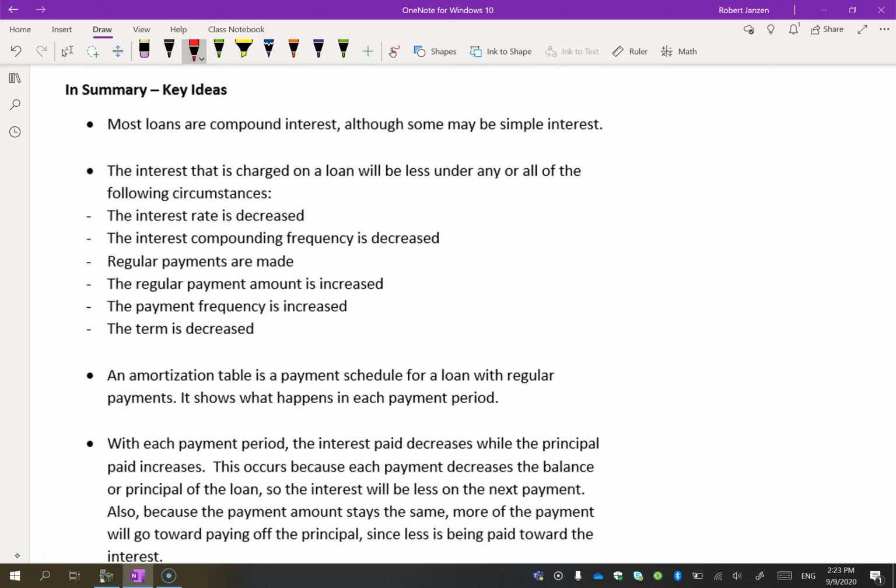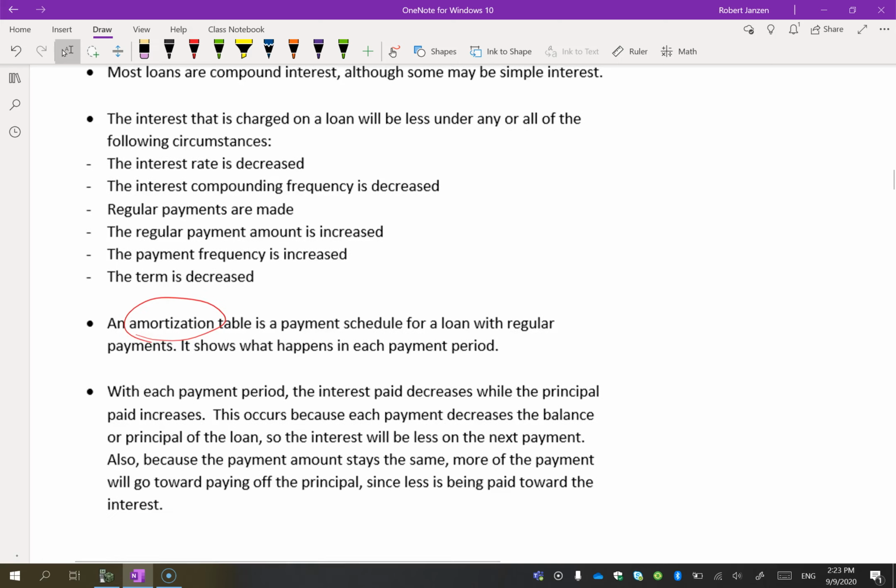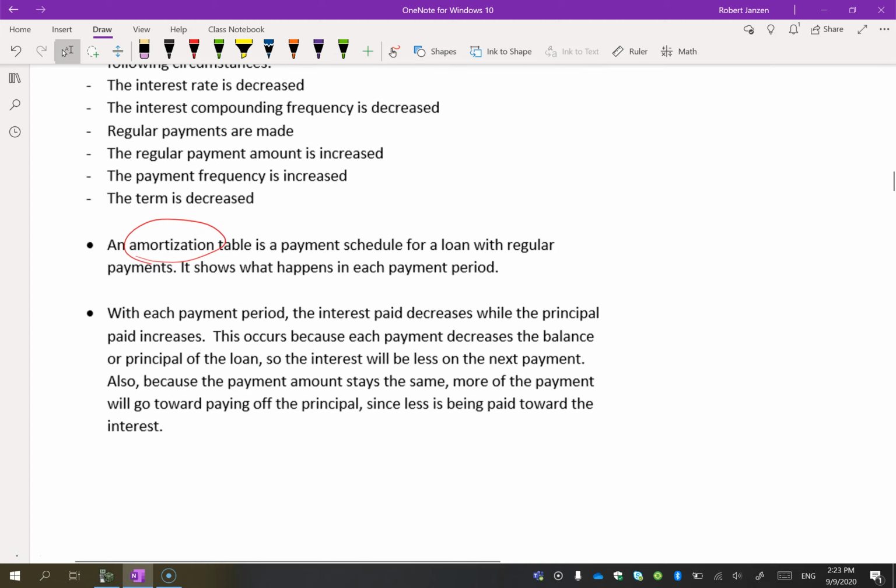An amortization table is a payment schedule for a loan with regular payments. Okay, if you ever asked, what is this? It's just an outline of what your payments are each period. With each payment period, the interest paid decreases while the principal paid increases. We saw that.